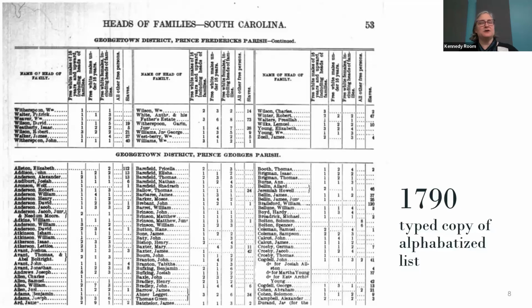It doesn't matter how old you were. If you were 2 months old or you were 90 years old and female, free and white, you are in that. The fourth column is all other free persons, and then the fifth column is the enslaved. So you can see in this that there are multiple slave owners, as would be expected in Georgetown District, South Carolina in 1790.